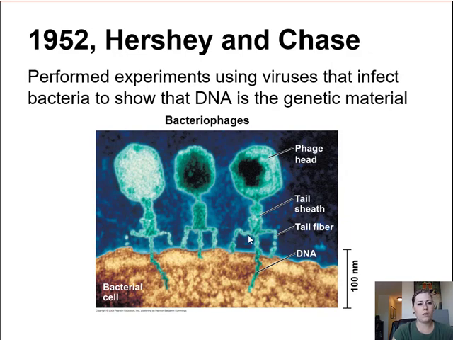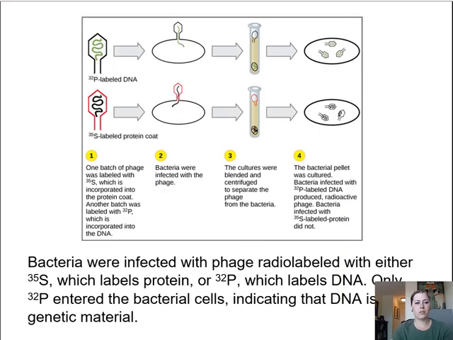So, what they did was take two groups of bacteria. The first group of bacteria, they infected with a bacteriophage that was radio-labeled with an isotope of sulfur that labeled protein. The second group, they infected with a bacteriophage that was radio-labeled with a phosphorus isotope that labeled DNA. So they took those cultures, centrifuged them, blended them so that they could separate the phage from the bacteria, and then they cultured those respective bacteria.